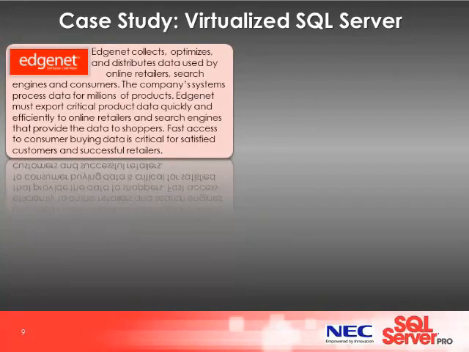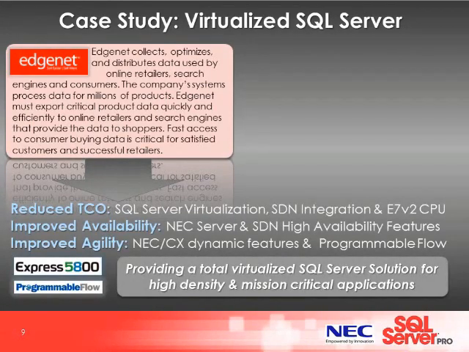EdgeNet must export critical data quickly and efficiently to online retailers and search engines that provide the data to shoppers. Fast access to consumer buying data is critical for satisfied customers and successful retailers. Adopting the NEC Express 5800 A2000 with the NEC Programmable Flow SDN suite has helped EdgeNet reduce costs by not only taking advantage of the benefits made possible by the Intel E7 version 2 processor, but also allowed EdgeNet to deploy multi-tenant SQL instances, driving new levels of consolidation.